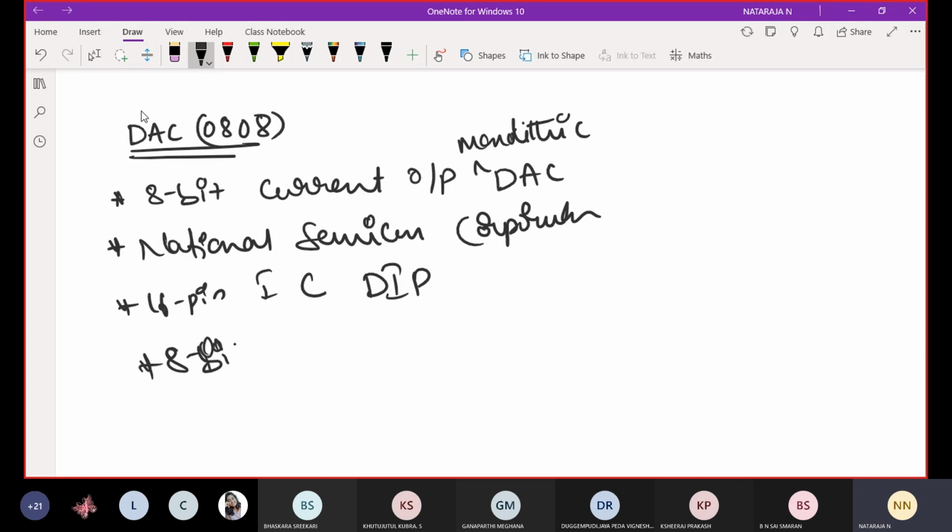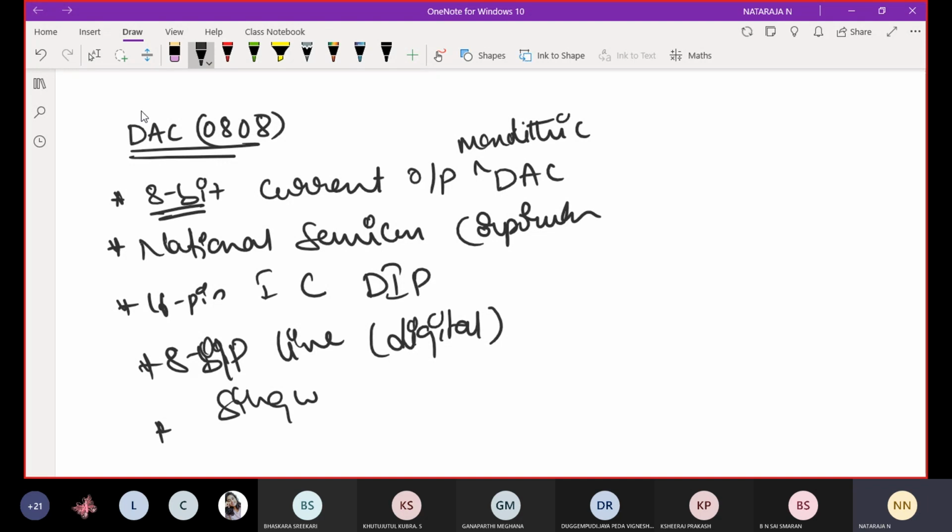It is having 8 input lines. If it is 8-bit, we need to give 8 inputs. That is in the form of digital. Why? Because this is a digital to analog converter. We are going to get only one output. That is a single output, that is in terms of current we are going to get. These are the features of DAC 0808 IC. Make a note of this.